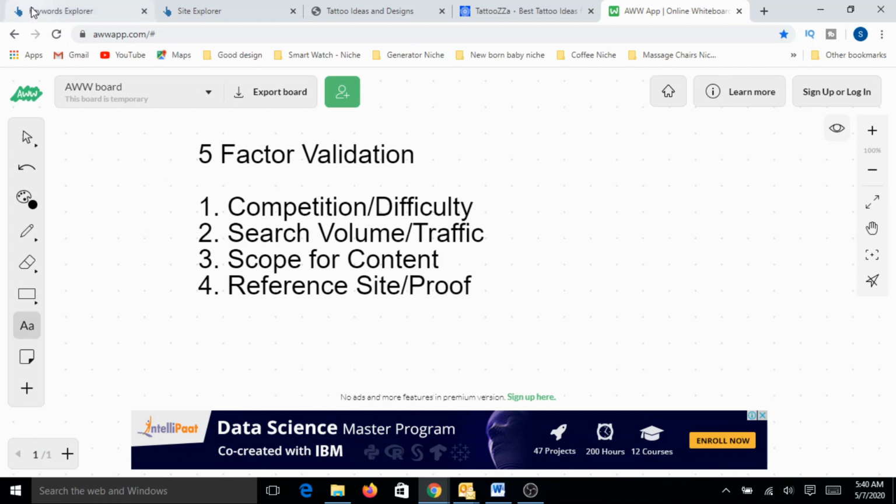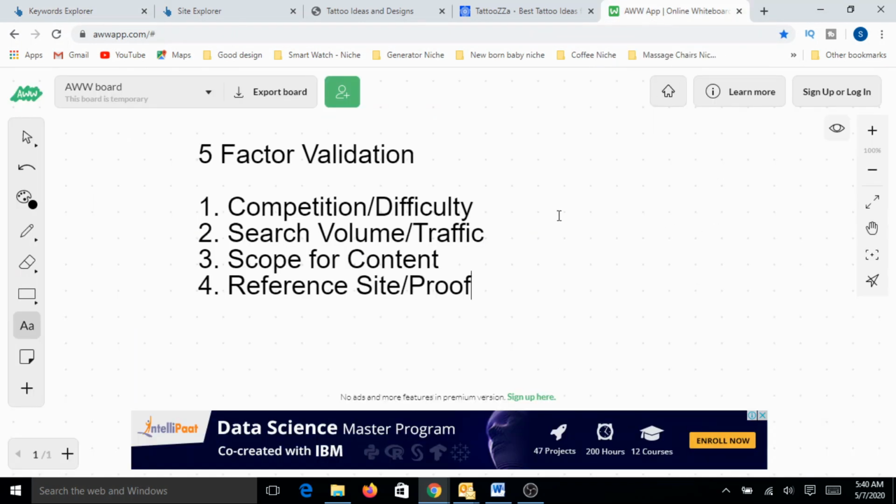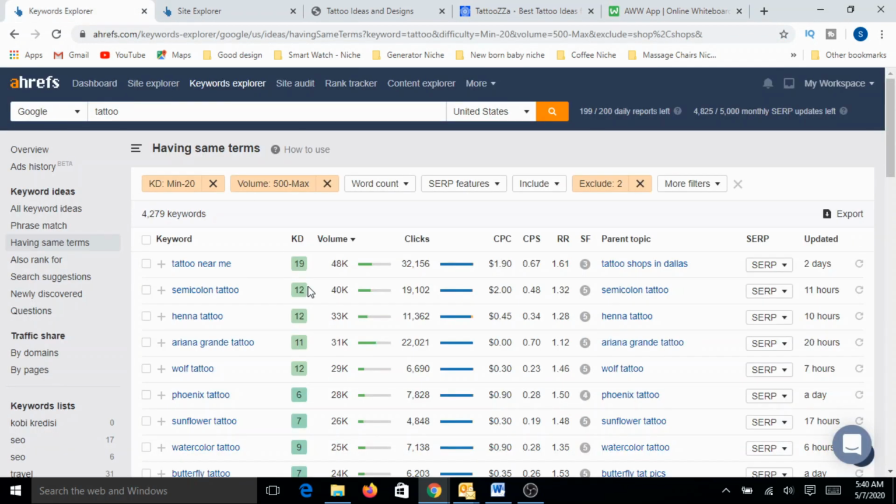So what I always suggest is look for any other website that has low domain authority or low domain rating but is ranking and performing well for this particular micro niche. You can see here now, by excluding shop and shops also, you still have about 4,000 plus keywords. So this is a perfect micro niche.